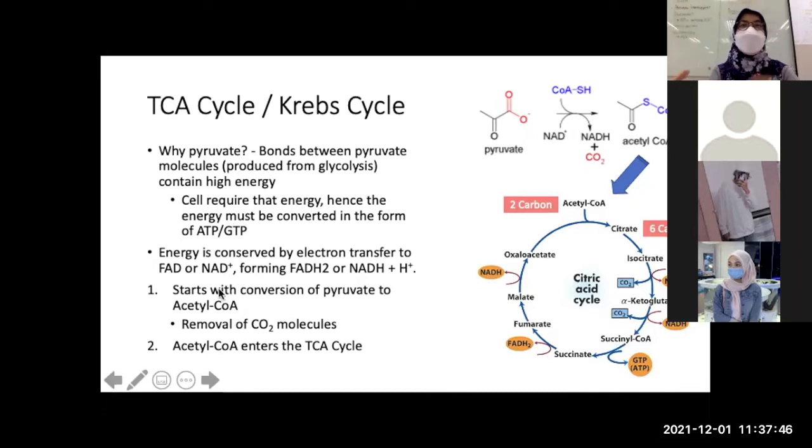And the mitochondria will store that ATP. So if you remember back in chapter 2, one of the functions of mitochondria is to produce ATP, or synthesize ATP. So where does this ATP come from? Pyruvate.